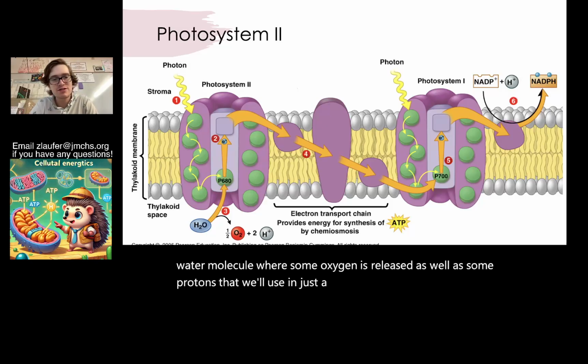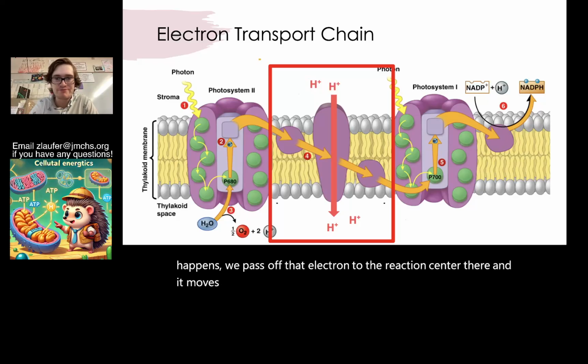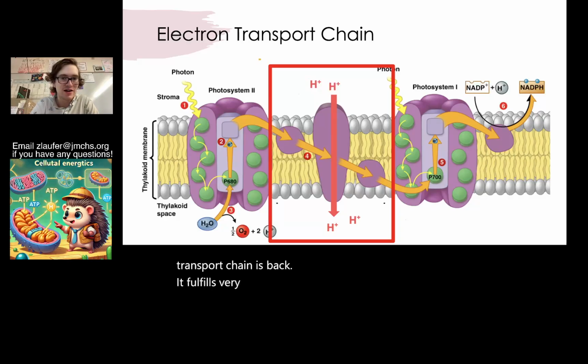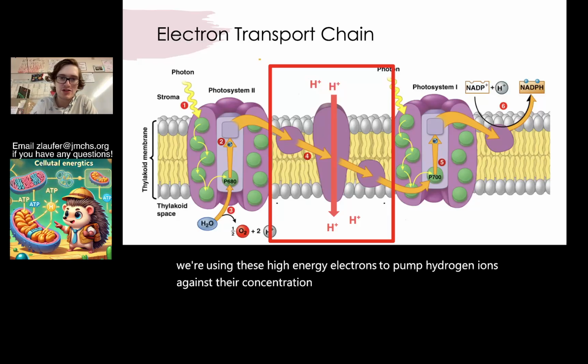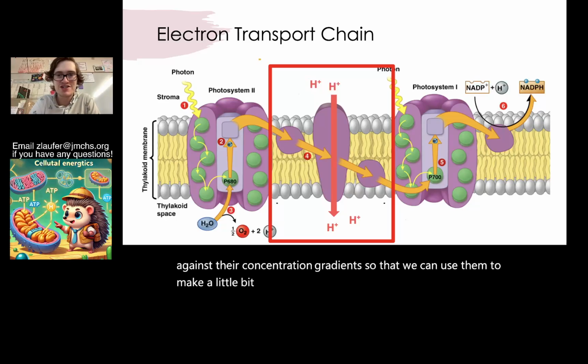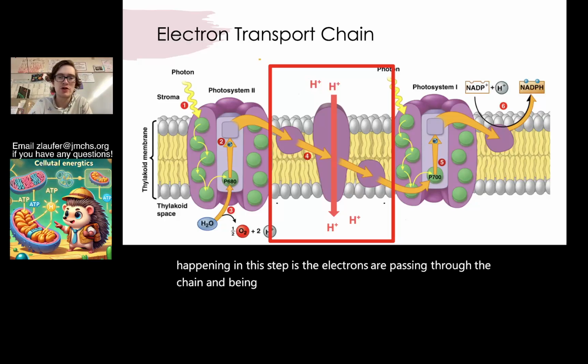But after that reaction happens, we pass off that electron to the reaction center there, and it moves forward into the electron transport chain. So, electron transport chain is back. It fulfills very much the same role that it does in respiration, where we're using these high energy electrons to pump hydrogen ions against their concentration gradients, so that we can use them to make a little bit of ATP here in just a second. So all that's happening in this step is the electrons are passing through the chain and being used to pump those hydrogen ions.